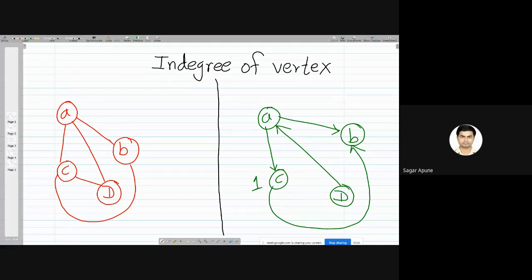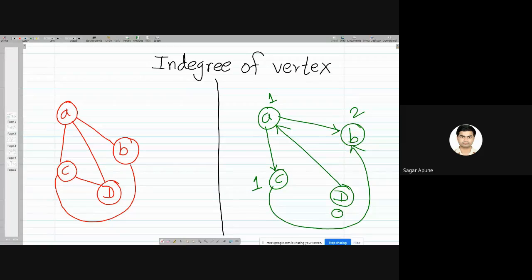A कडे किती डायरेक्शन्स येत आहेत? सिंगल डायरेक्शन येते. सो in degree of A is again 1. D कडे 0, बिकॉज D कडे डायरेक्शन कुणाचीच येत नाहीये. अँड here B, direction from A to B and C to B is there. So in degree of B is 2.